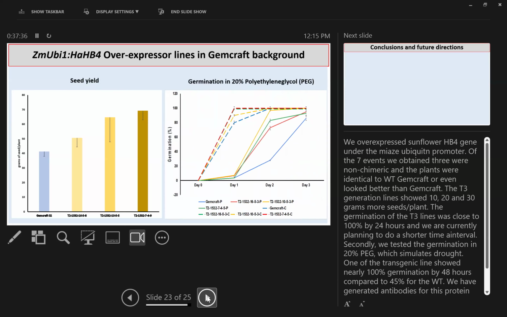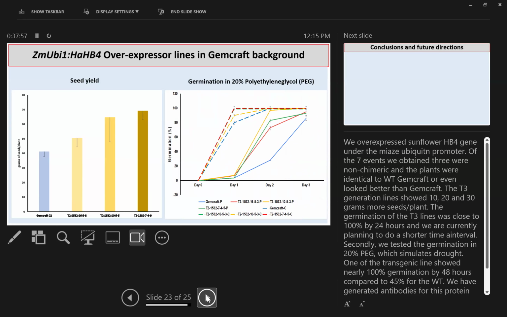And very quickly, we also did a germination test. The ones on the left with the broken lines are just done with water. You can see it's a faster germination for the three transgenic lines within 1 day. And actually, it may be much faster because they look a lot bigger in 1 day. We want to do a shorter time course.